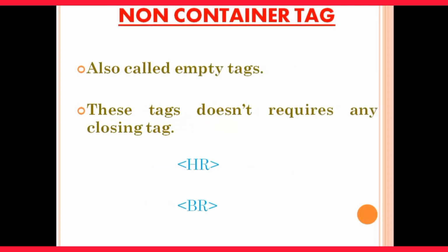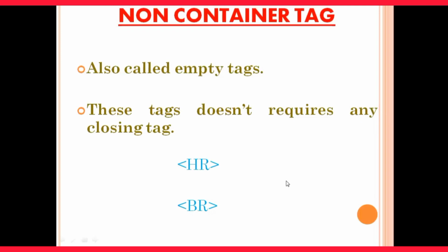The next is non-container tags. Non-container tags are also called empty tags. Basically, these tags don't require any closing tag. These tags have only the opening tag, and it doesn't need to be closed. The only difference between a start and end tag is that in the end tag the keyword is preceded by a forward slash, but in a non-container tag it is not required. We can also say that there are some tags which do not need an ending tag.